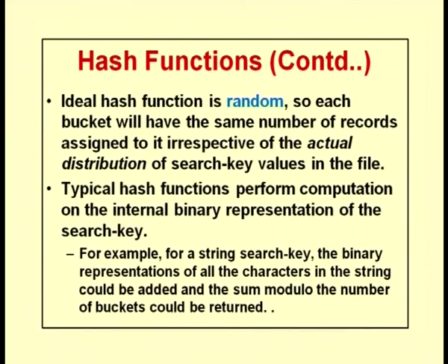Typical hash functions perform computation on the internal binary representation of the search key. So, it does not work on the actual characters, it works on the binary representation. For example, for a string search key, the binary representation of all the characters in the string could be added and the sum modulo the number of buckets could be returned. So, the modulo you do for a hash function is equal to the number of buckets that you use. So, it is normally x modulo n, where n is the number of buckets.